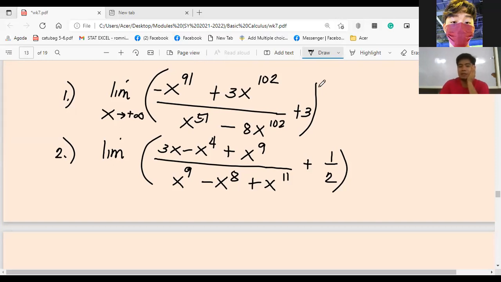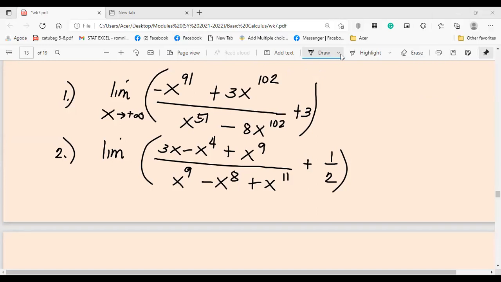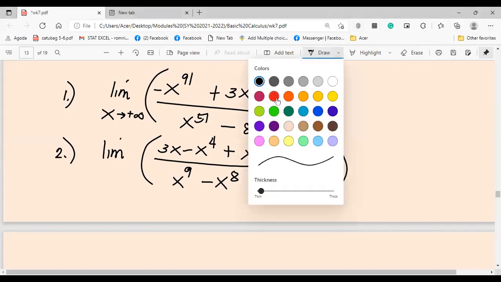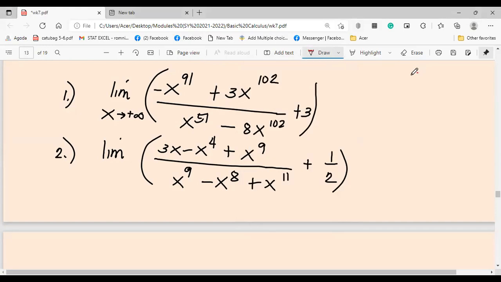Okay, so let us now answer the following. Again, it matters to do an inspection for you to be able to identify the necessary technique. You notice that this is rational. Ang rational functions, class, very sensitive. Very sensitive ang rational functions. Oh, number 1, anong sabi natin?